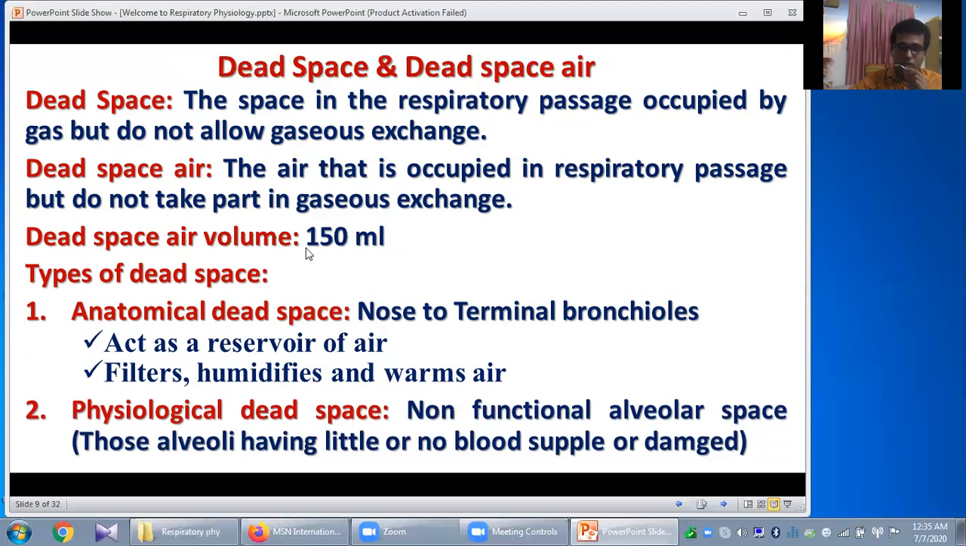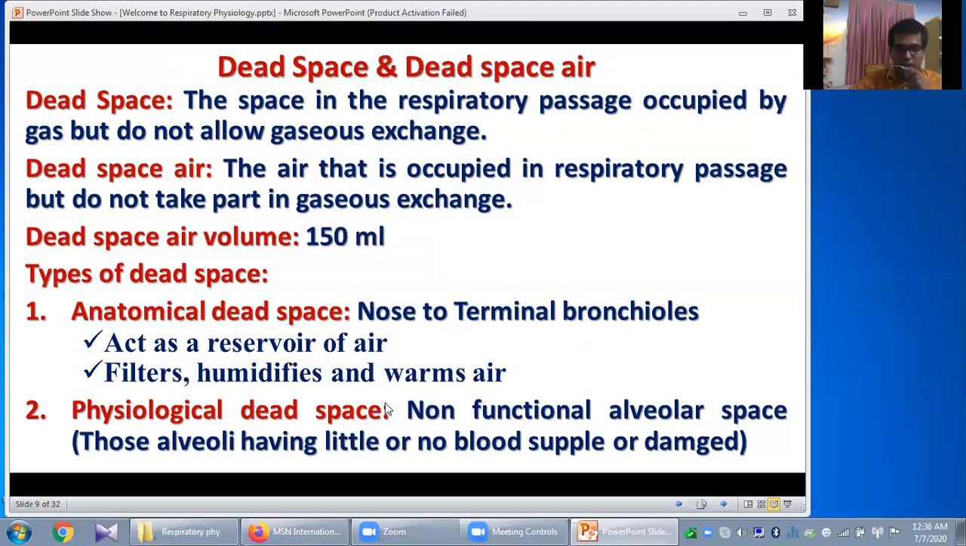I've already told you, from the nose to the terminal bronchioles, this is the conducting zone. They are called anatomical dead space. And I have also mentioned the functions of this conducting zone, or anatomical dead space. Here I have mentioned just two important functions: it acts as a reservoir of air, and it filters, humidifies, and warms up the air. Also, it is very important in the defense mechanisms.